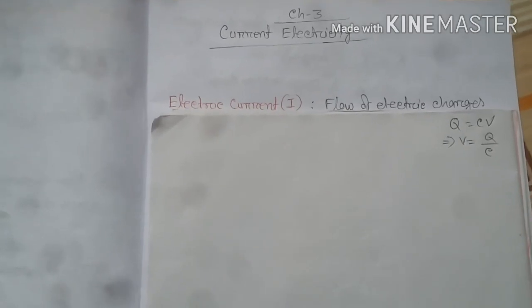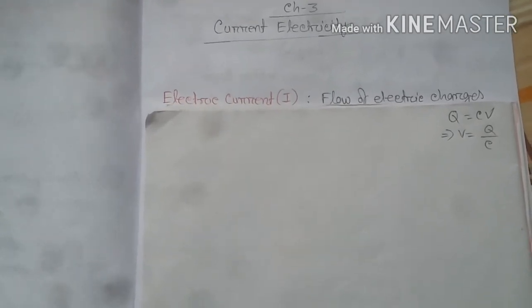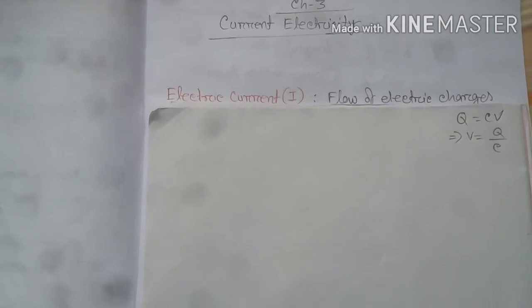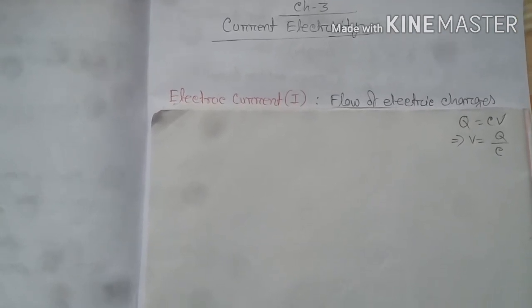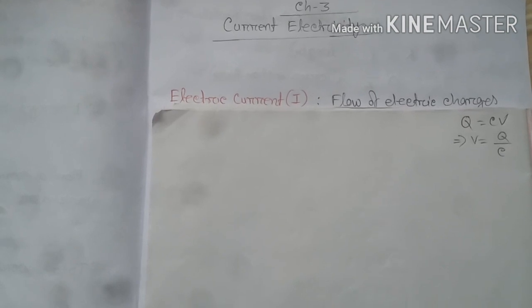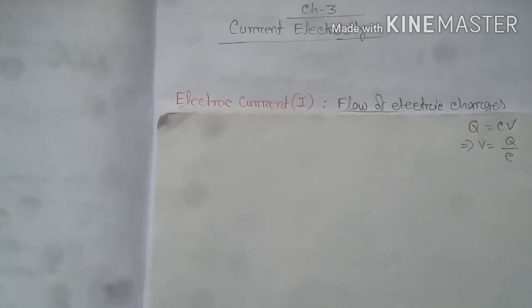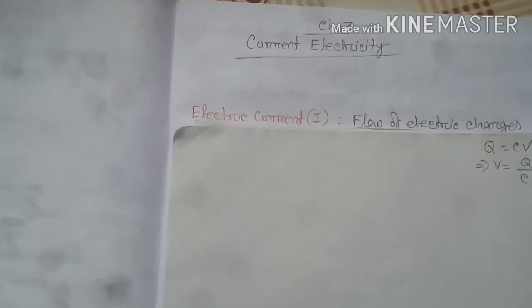Now we are going to start chapter 3, that is current electricity. I think all of you have some idea what is current and electricity. So what is current? If there is a flow of charges, it may be positive or negative, then there will be a current. If there is a flow of charge, then there is a current.